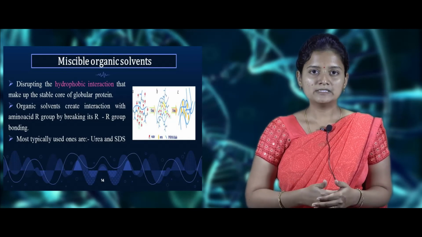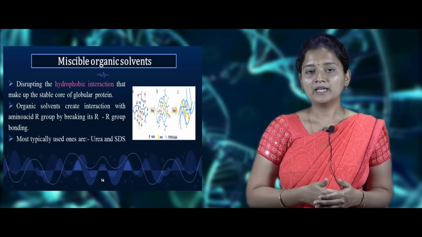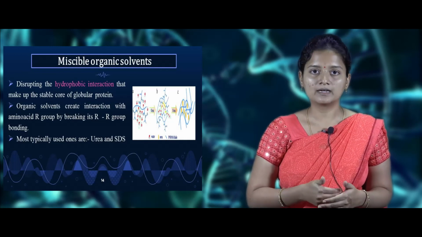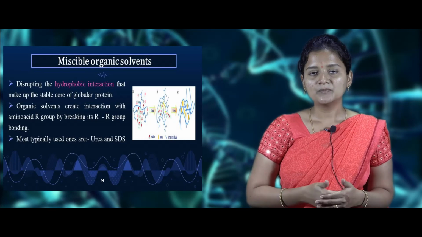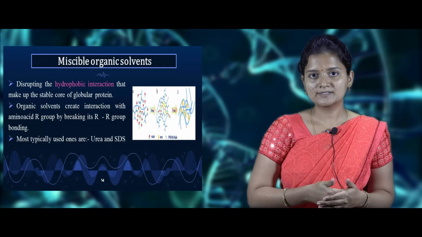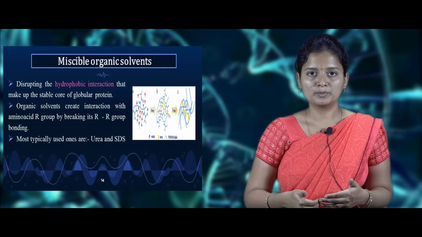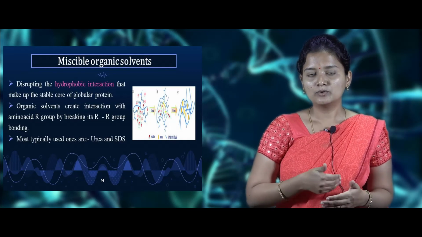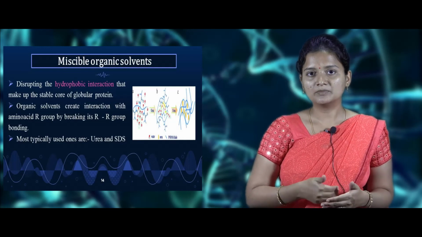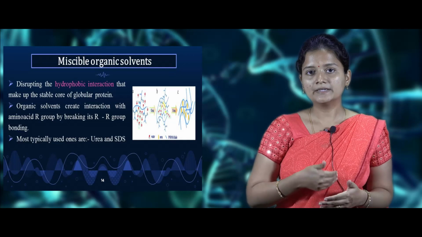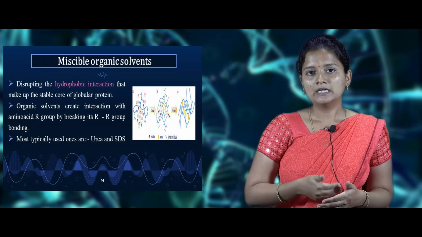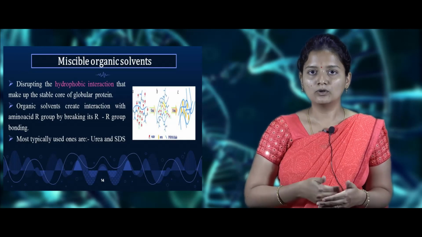The next method is using organic solvent. Organic solvents denature the protein by disrupting the hydrophobic interactions that occur in the protein. When we use organic solvents, they form bonds with the protein's R chain groups, so that the protein interactions are disrupted. In this way the organic solvent disrupts the protein, and it also increases the hydrophobicity and decreases the water quality. This can be done with the help of low temperature.